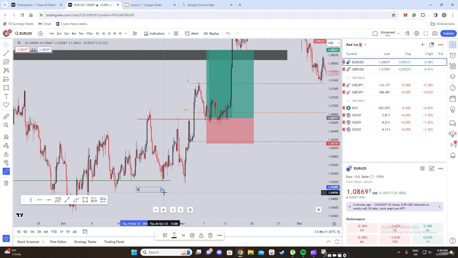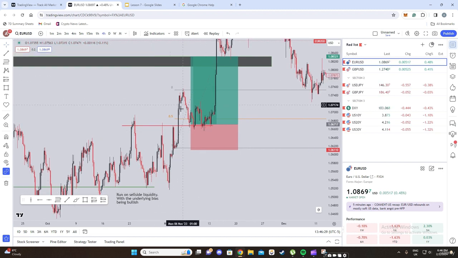Run on sell side liquidity. Sell side liquidity with the underlying bias being bullish. So that's one of our criteria. Next, we want to see a displacement, and we see this displacement with this swing here. Displacement above this key high, giving us our confirmation that market is bullish.